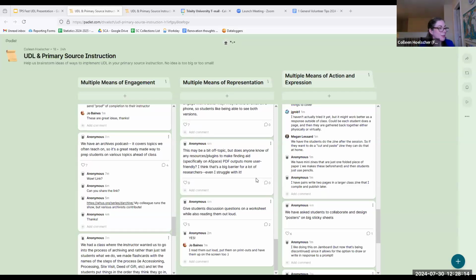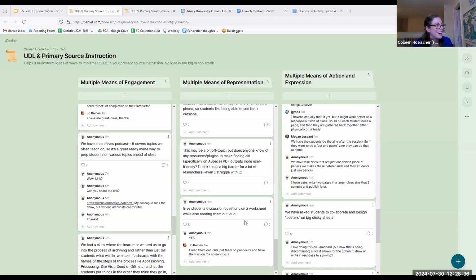This may be off topic, but does anyone know of any resources, plugins to make finding aid PDF outputs more user-friendly? I think that's a big barrier for a lot of researchers. Even I struggle with it. That's a great question. I hope if anyone has some solutions, they can pop that in. You know, we've all had the finding aid that we've printed out and been surprised when it was 30 pages long.